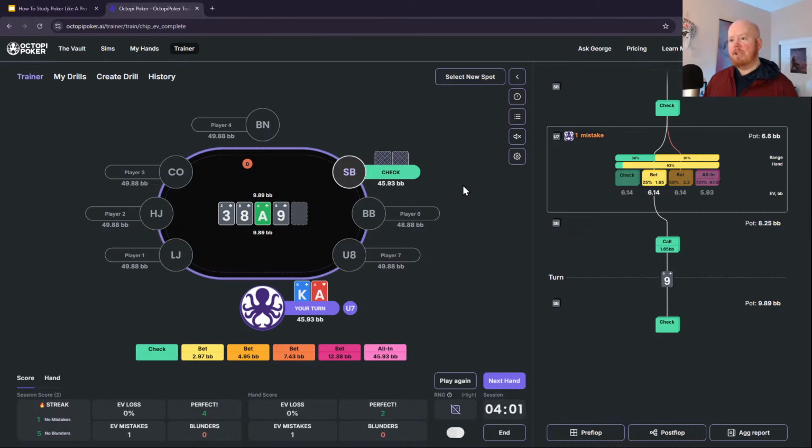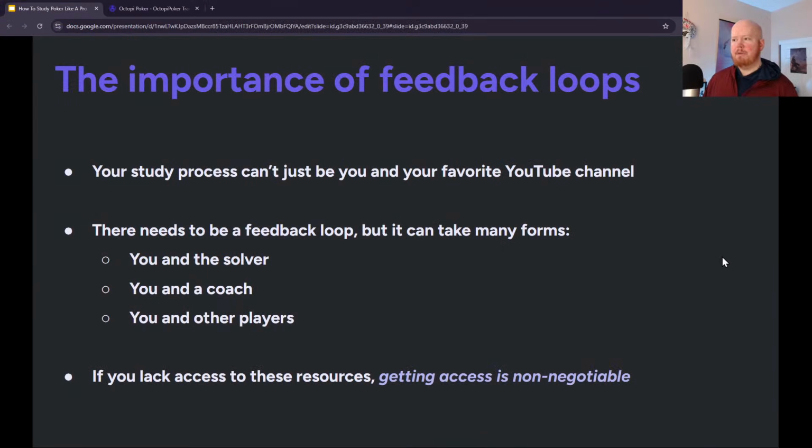So one way or another, we're building that feedback loop here, even if we just have the solver and the tools themselves as the source of that feedback. There has to be a loop though. There has to be a loop somewhere, and it is non-negotiable to build one. You can't do it all on your own.